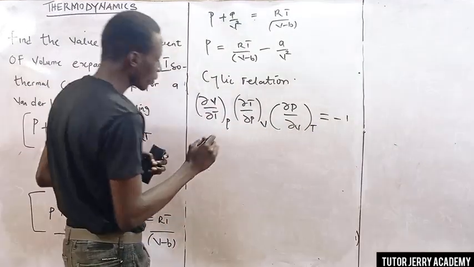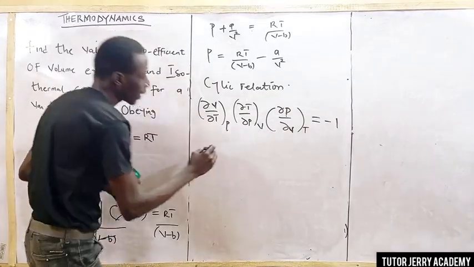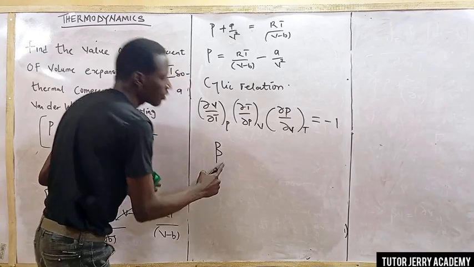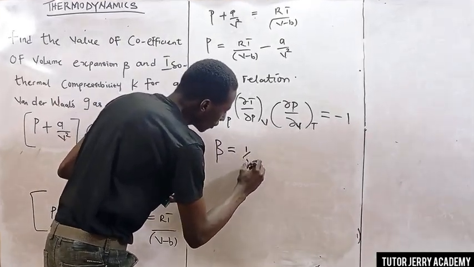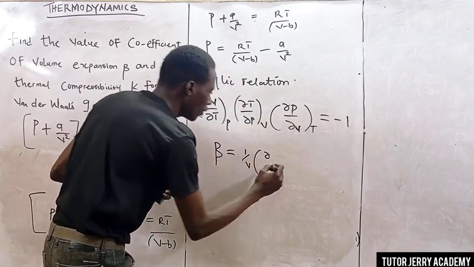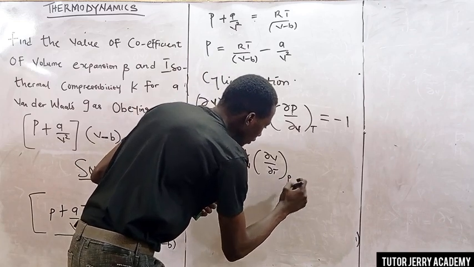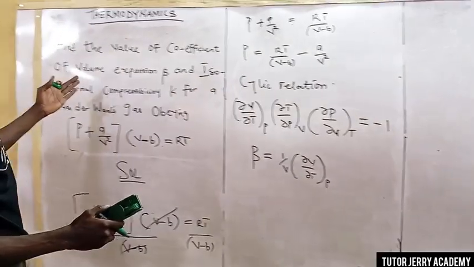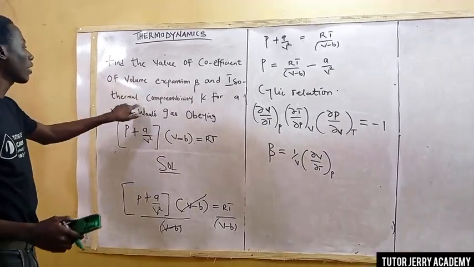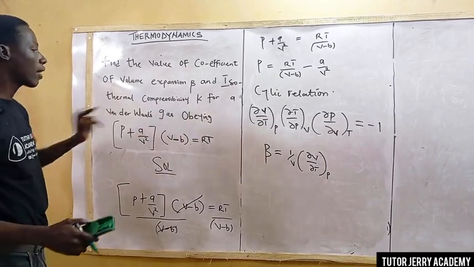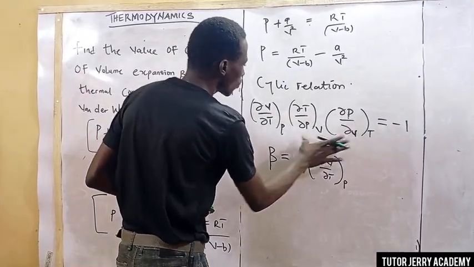We also know that beta, which is the coefficient of volume expansion, is equal to 1 over V times the partial of V over T, keeping P constant. From the question, we were asked to find the value of the coefficient of volume expansion, beta, and the isothermal compressibility, K, for a van der Waals gas. And so we need to find a relation that will relate this with our cyclic relation.